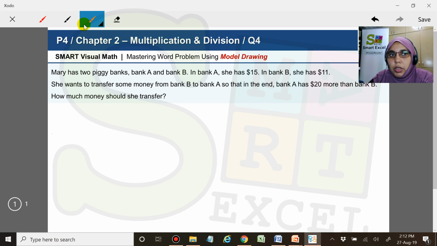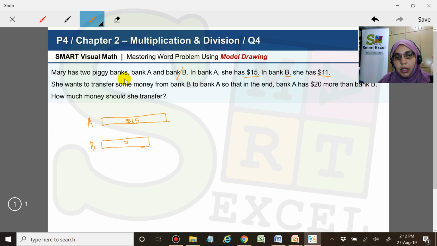Okay, in this question, they talk about two banks, Bank A and Bank B. So we have two models. From here we draw two models, Bank A and Bank B. In Bank A she has $15, whereas in Bank B she has $11. So you draw Bank A 15 and Bank B 11. Okay, so this is done.